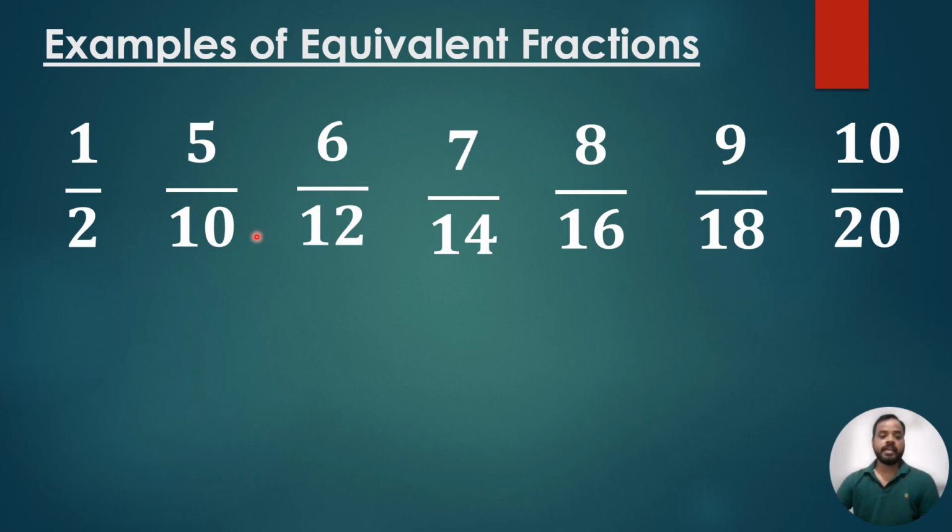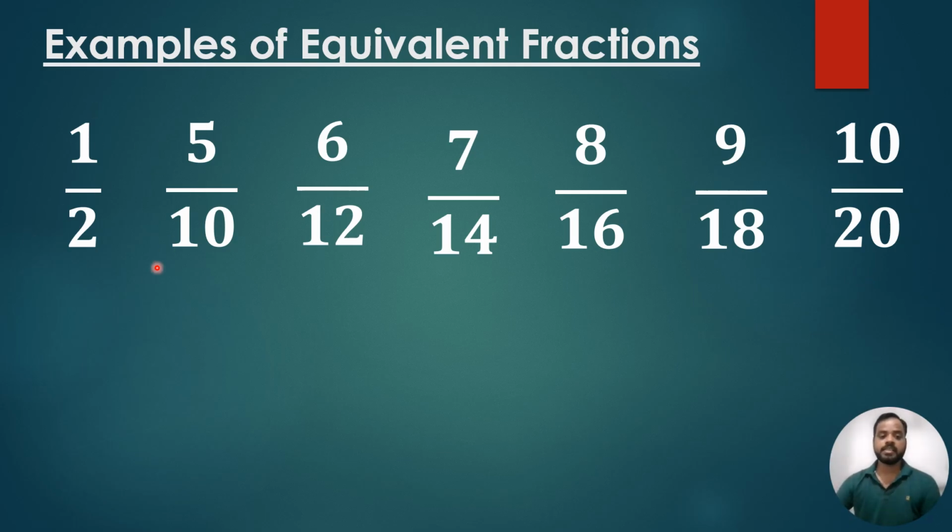So these fractions are all equivalent: 1 by 2, 5 by 10, 6 by 12, 7 by 14, 8 by 16, 9 by 18, 10 by 20. These are all equivalent fractions. So let us see why they are equivalent fractions.